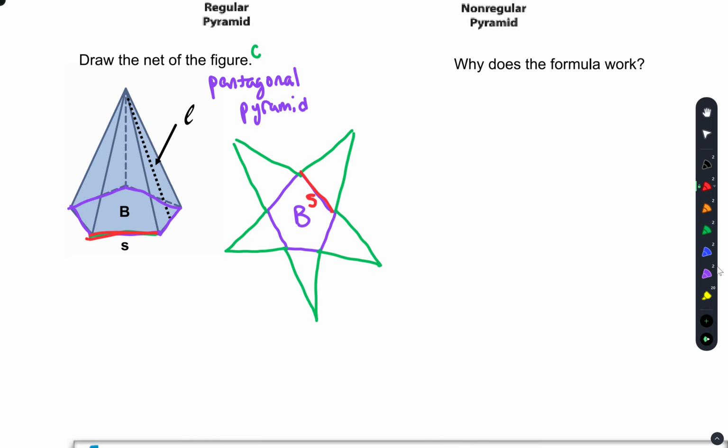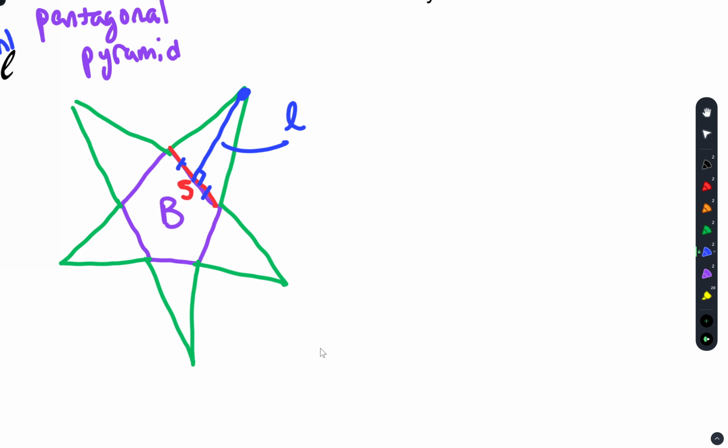And we see this curly L. That's one of our new terms here. That L stands for slant height. And again, it's going to go from the top of my shape down to the edge of the base where it's making a right angle and it's splitting that in half. And I'm going to call this right here L. Okay, cool so far with my net.